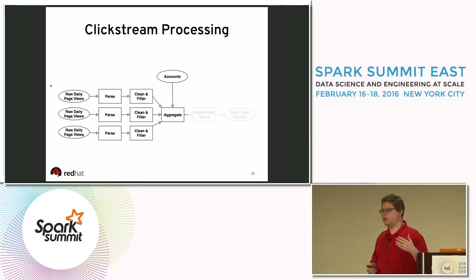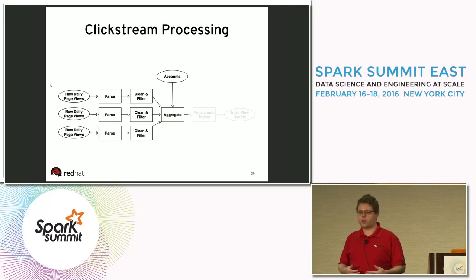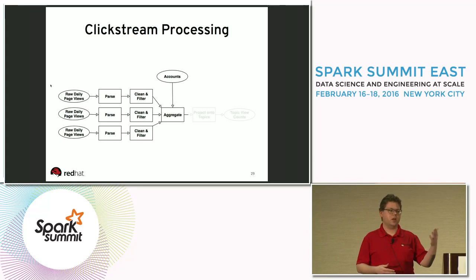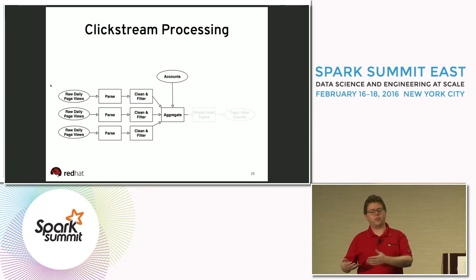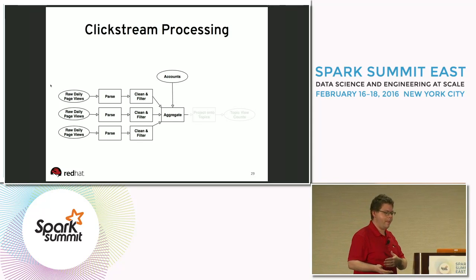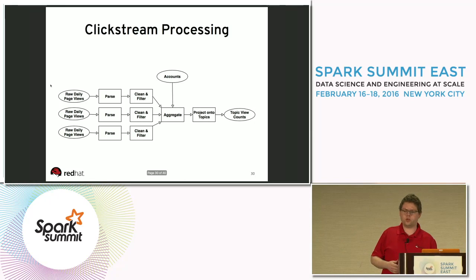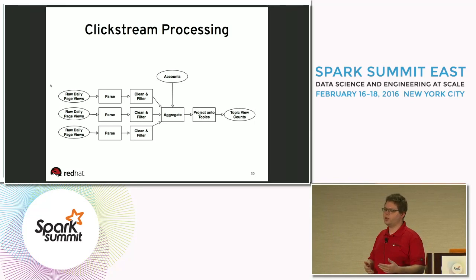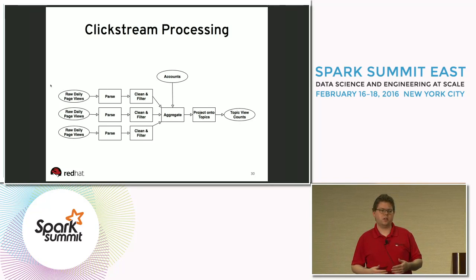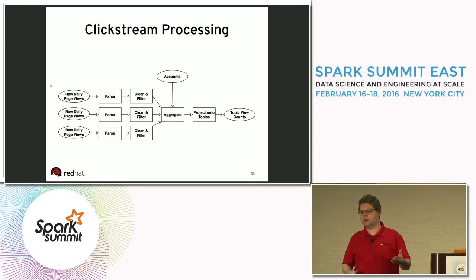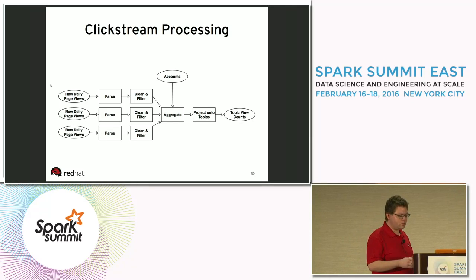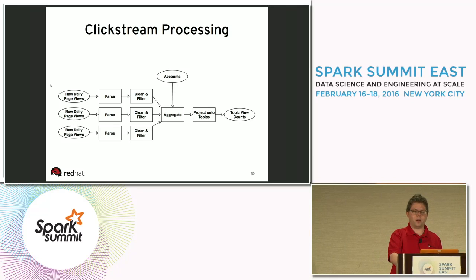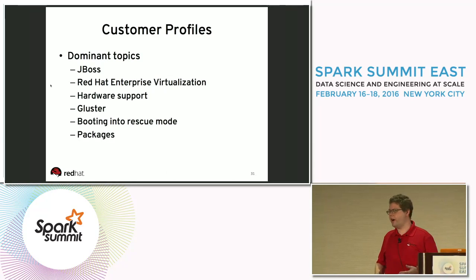At this point, we join the data with our account data and perform an aggregation so that we get triplets of the account, the URL, and the number of times that URL was viewed by that account. From our previous work, we know which documents or pages correspond to which topics. So we use that to project our page views onto the topics and perform one more aggregation, giving us triplets of the customer, the topic, and the number of times the topic was viewed. We then cluster the customers by the topic views, giving us customer profiles.